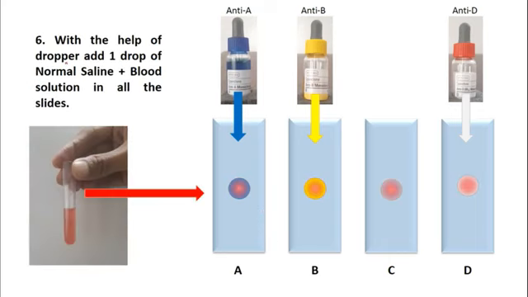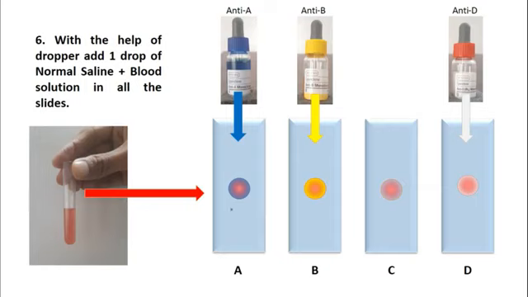Now with the help of a dropper, add 1 drop of the normal saline plus blood solution in all the slides. This solution contains normal saline plus blood. You have to add 1 drop of this solution in all the 4 slides, which means in slide number A, in slide number B, in slide number C and in slide number D.